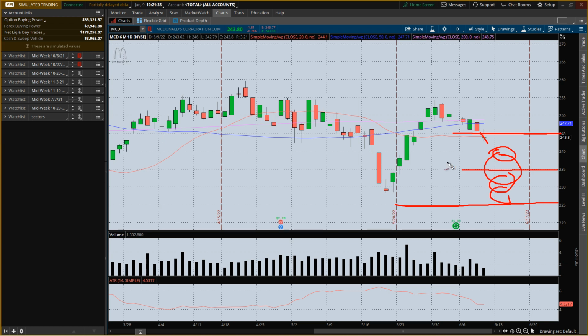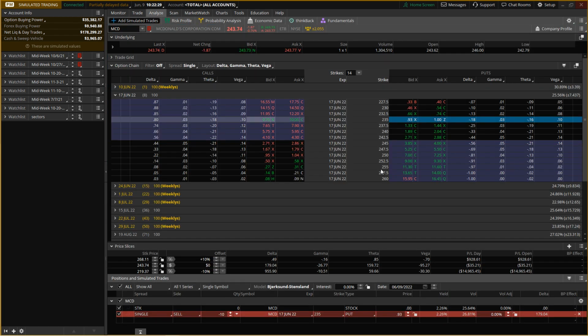So let's cut in the middle. For ease, I'm going to do the 230, 235, 240. Let's do the $5 one. All right, so let me jump back to the Analyze tab. I've already got the target here, and I clicked on the bid to get the sell order.